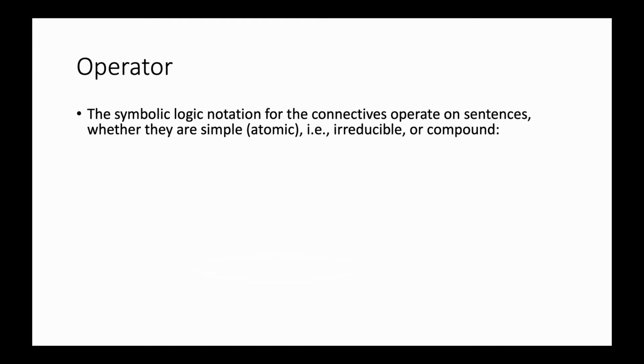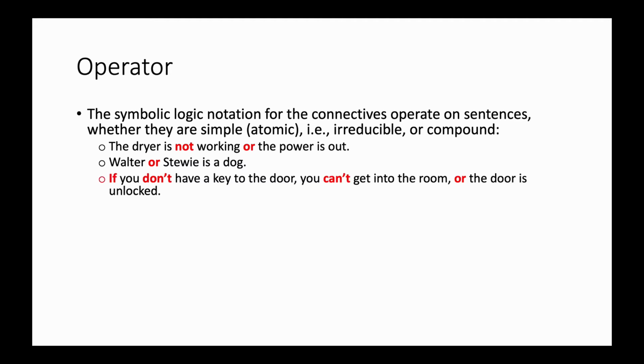Now, let's talk about the way that the operator is defined. The symbolic logic notation for the connectives operate on sentences, whether they are simple, that is, irreducible, or compound. Talking about this will help us to understand what it means to define the possible truth values of the disjunction. So we have: the dryer is not working or the power is out. Walter or Stewie is a dog. If you don't have a key to the door, you can't get into the room or the door is unlocked. Horatio and Ella or Aloysius and Brett are dogs.